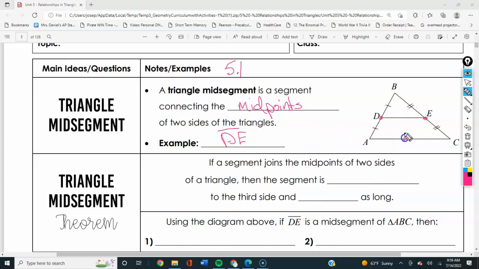Now, could I have drawn one down here and drawn a midsegment? Yeah. And then you get an upside-down triangle that has half the size, but a quarter of the volume, or not volume, area. We'll talk about that later.